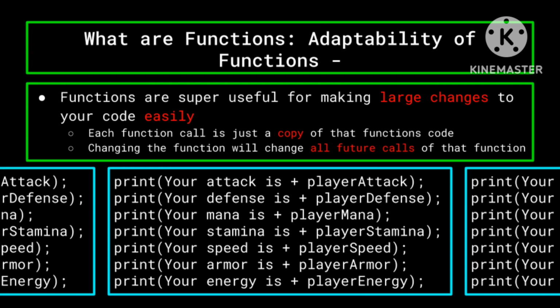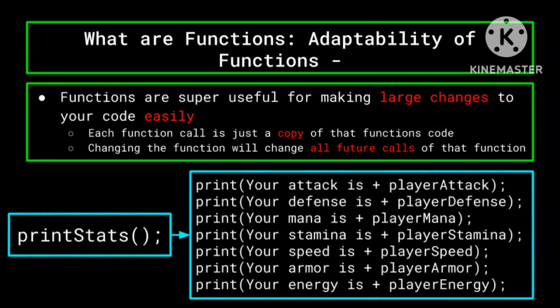However, if you had created a print_stats function like we did just a while ago, all you would need to do is find out where you define that function and add in a print statement which displays the new statistic, and you're done. Now, every place which you had previously called the print_stats function will now also print the new statistic as well. You can see just how powerful functions can be if used properly, and we haven't even scratched the surface yet.